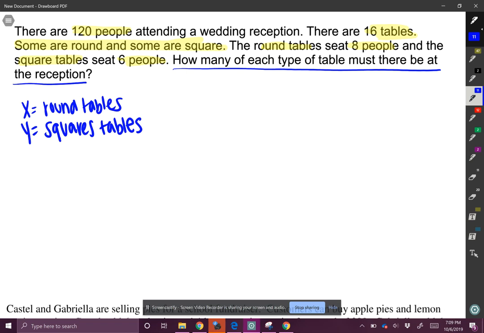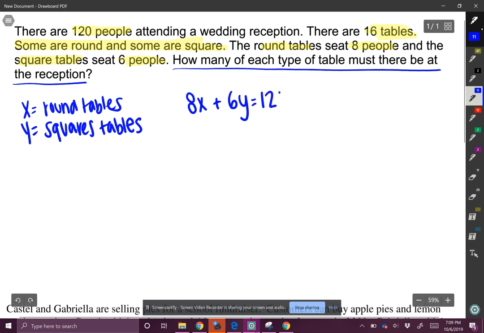The equation that most people got was this one, and it had to do with the 8 people and the 6 people. A lot of people realized that 8 people can sit at the round table, so they put 8x. And 6 people can sit at the square tables. And altogether, if we have a certain number of round tables that fit 8 and square tables that fit 6, 120 people in total are going to be at that reception. A lot of people got that equation, and that's usually expected.